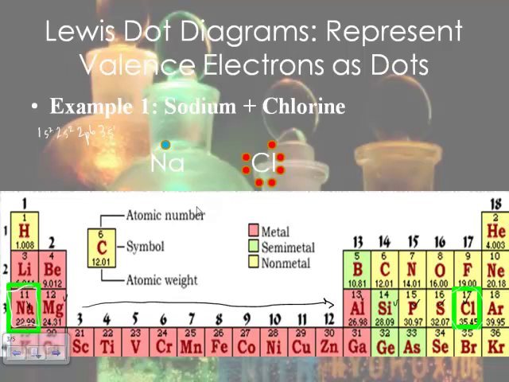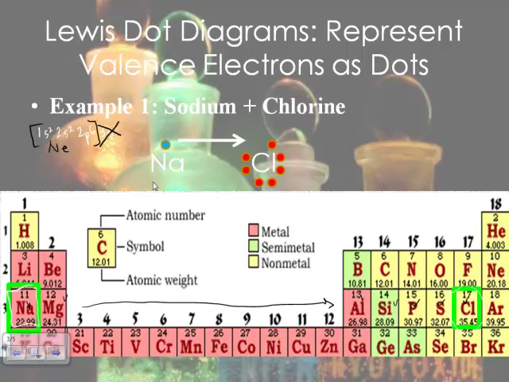So what does sodium have to do to become more stable? We could give away that electron in the s orbital, and then it would look like the configuration for neon. So if sodium could look like neon, it would be more stable. So it's going to transfer that electron.